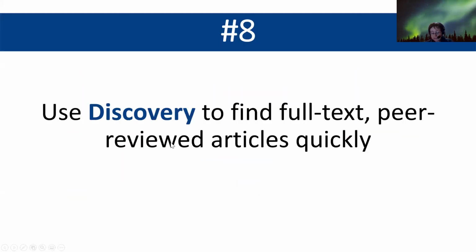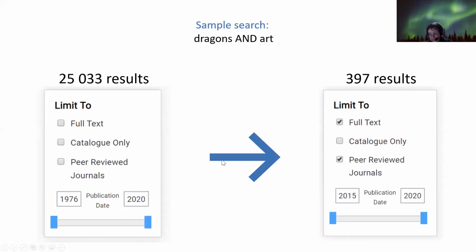If you're just starting your research and not really quite sure where to start, Discovery, which is the search box on the library homepage, will help you find full text peer-reviewed articles very quickly. And it's a great source. It also searches for ebooks and also searches the library catalogue for print materials, so it's great. It also has some advanced features.